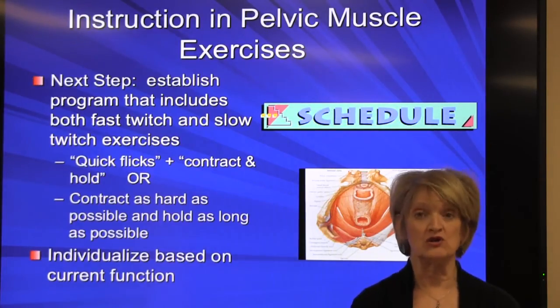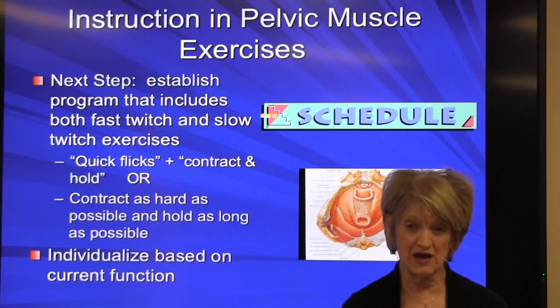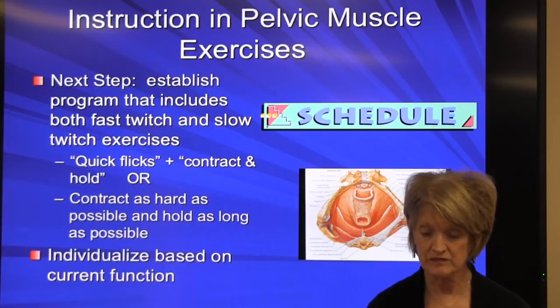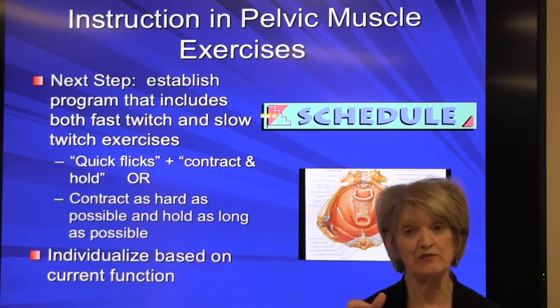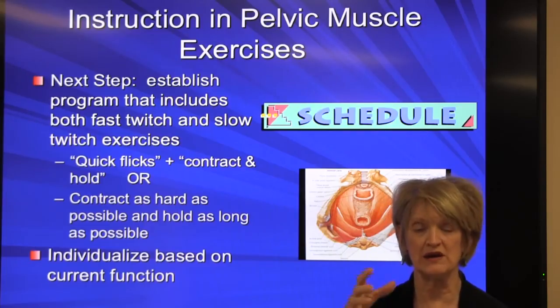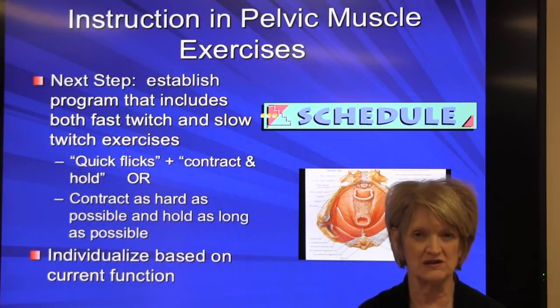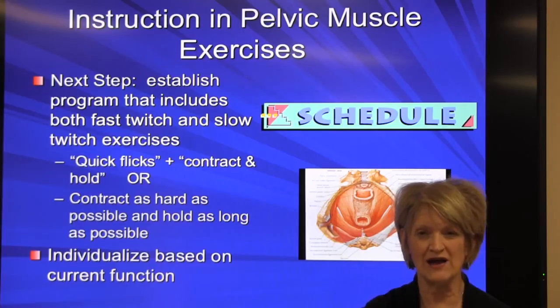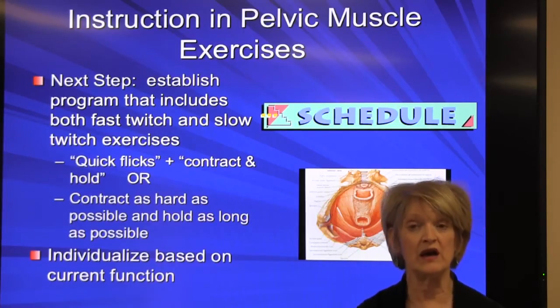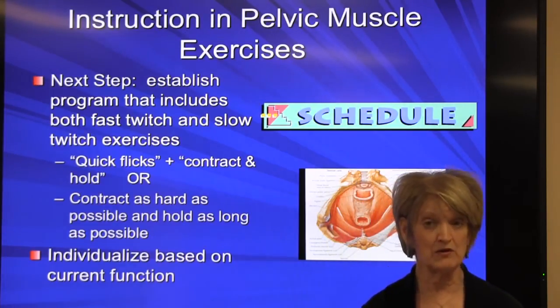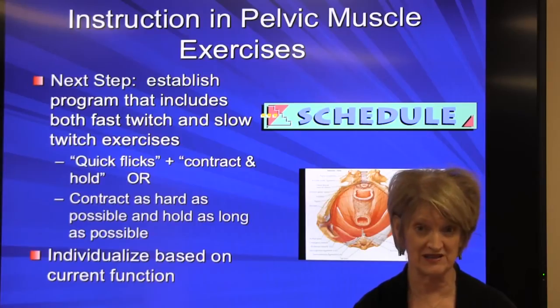So what you want to do is create an individualized program based on this patient's current level of function. So if I'm your patient and I have pretty good contractility, so when you tell me contract your pelvic floor, you can definitely feel me contract. The problem is my endurance is minimal. So I can contract, but I cannot hold. Then you're going to focus primarily on endurance, but you're probably going to give me some quick flicks in there because I'm good at that and it makes me feel good.